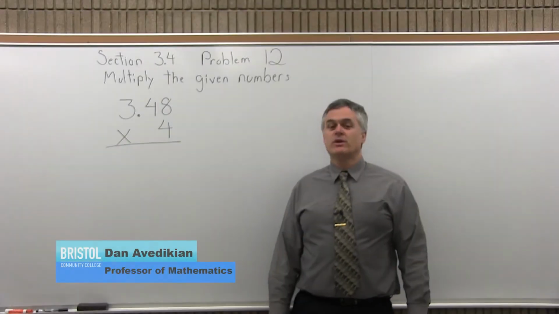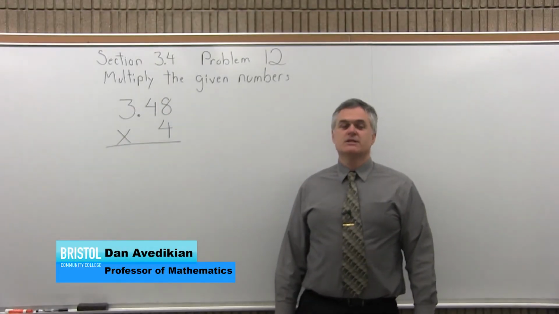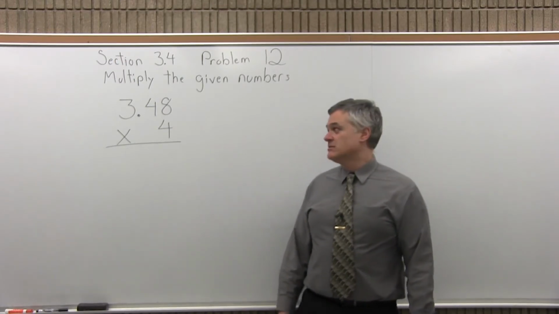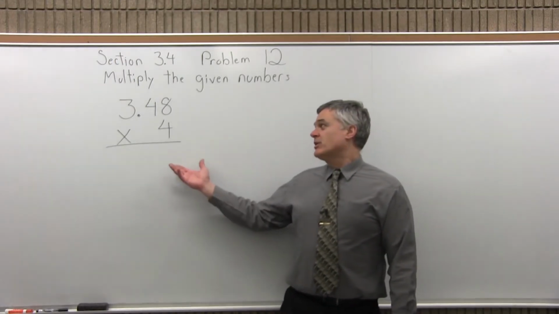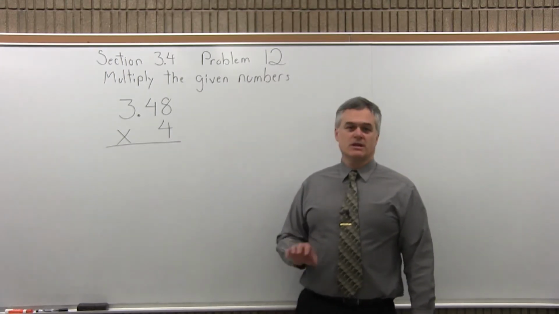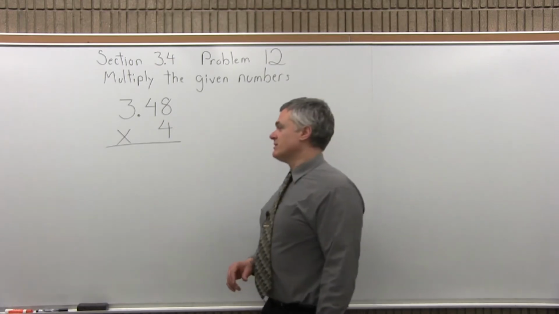This is Section 3.4, Problem 12. It says multiply the given numbers, and we have 3.48 times 4. So to multiply a problem like this, first just ignore the decimal. Multiply 348 times 4, get the answer, then put the decimal into your answer.